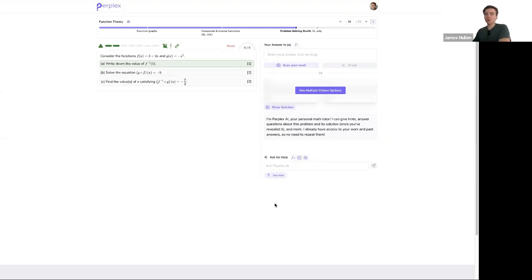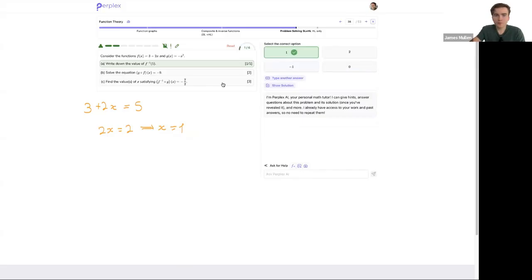Okay, so let's go over this. You guys can keep working if you're finishing up part C. I'm going to start from the top though. So I'm trying to find f negative 1 of 5. And remember that finding the inverse of a certain value is the same as solving f of x is equal to 5. So 3 plus 2x is equal to 5. That means that 2x is equal to 2, or in other words, x is equal to 1.